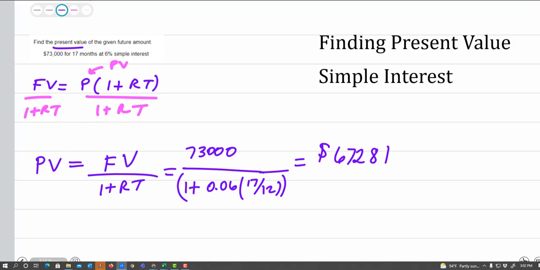$67,281. So this says if you have $67,281, life would be great, right? And you put it into an account, that 6% interest in 17 months, you would have $73,000.